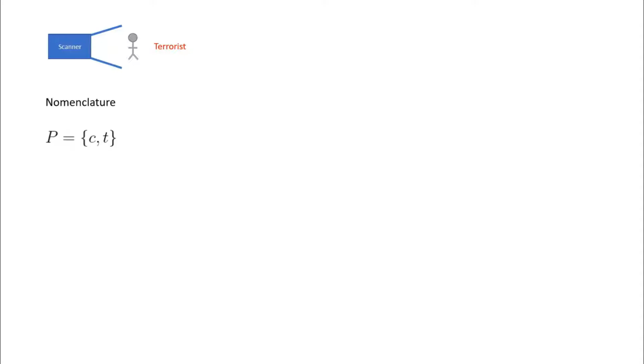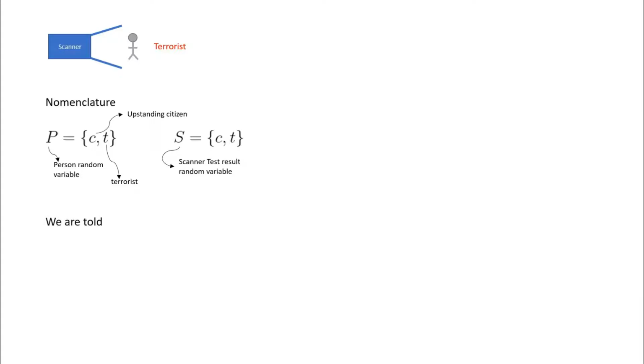I will say the person P, which is a random variable, can hold two values, C or T, T being the terrorist and C being the upstanding citizen. Similarly, when the scanner test is done, this random variable, the result of the scanner test S, can also hold those two same values, C, the upstanding citizen, or T, the terrorist.